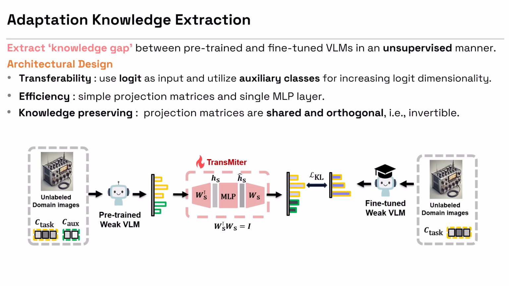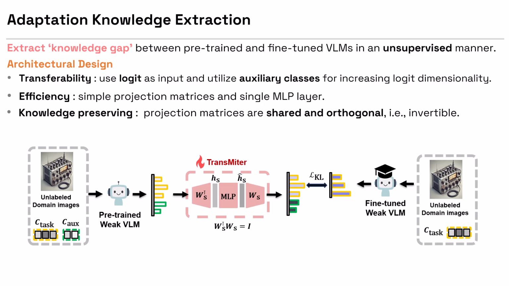During adaptation knowledge extraction in TransMiter, it is trained in an unsupervised manner using a KL divergence loss, encouraging its output logits to mimic those of the fine-tuned weak model. For transferability, TransMiter operates on logits rather than intermediate representations, allowing the adapter to be attached to any model. We further introduce auxiliary classes to increase logit dimensionality, which maximizes transferability.